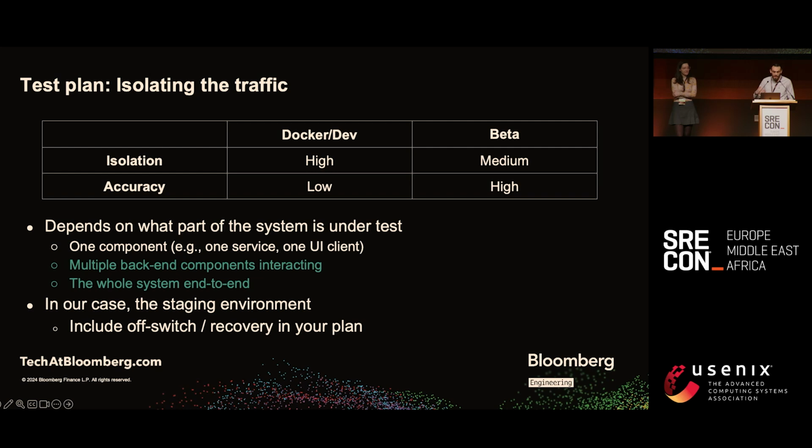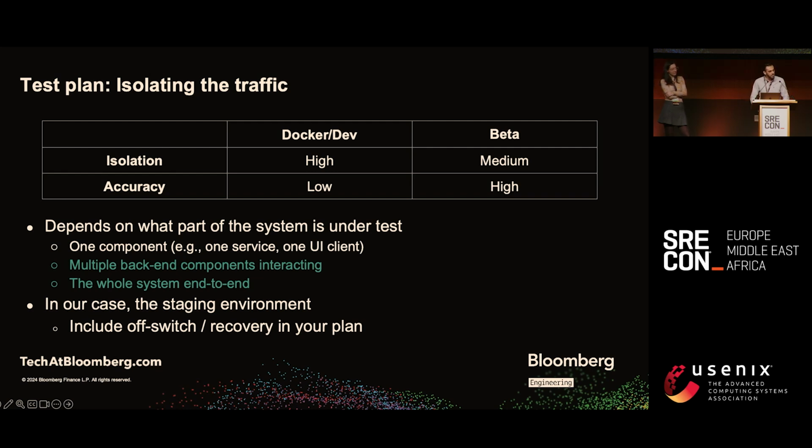We considered Dev and Docker, which provide very good, close to perfect isolation, but they don't provide very good accuracy because they don't really mirror or represent the production environment. And we also had a beta option. Just to be clear, beta in our context is a staging environment. Some of the internal users, like people in our development teams, for example, can hit it. So it has some internal traffic.